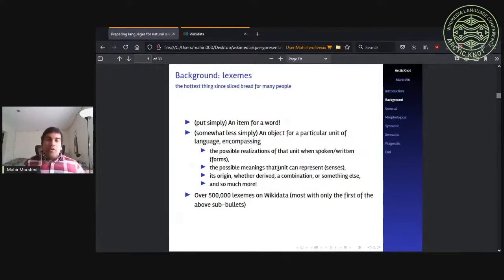Right now, there are more than 500,000 lexemes on Wikidata, and an indication of how much work we have left to do is that most of them only really have forms. We don't know what these lexemes mean. We don't know where they come from. Someone just took a bot and created 100,000 lexemes on the fly. That's true for at least two languages, maybe more. So lexemes are the main units that Abstract Wikipedia's text is ultimately going to be based on.